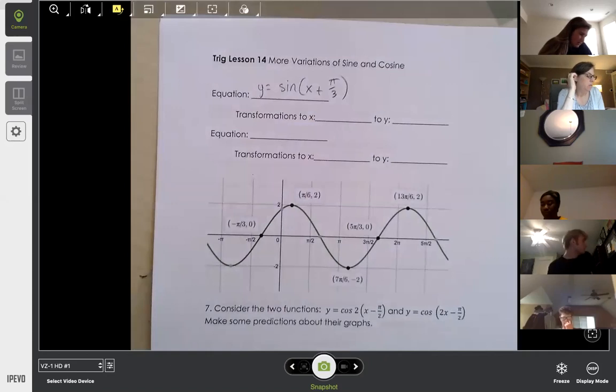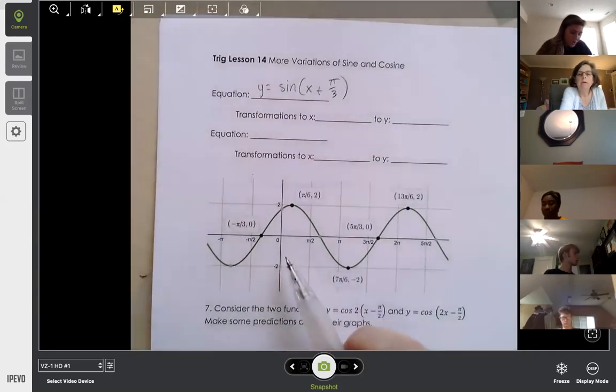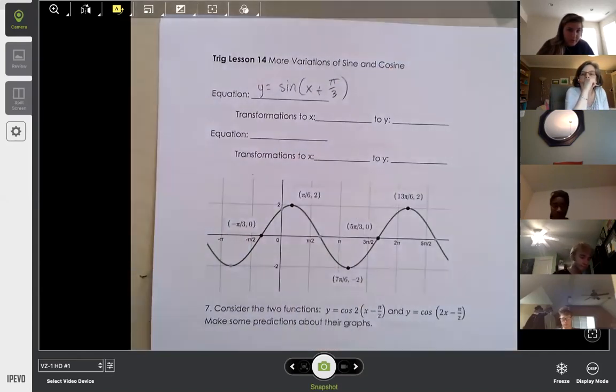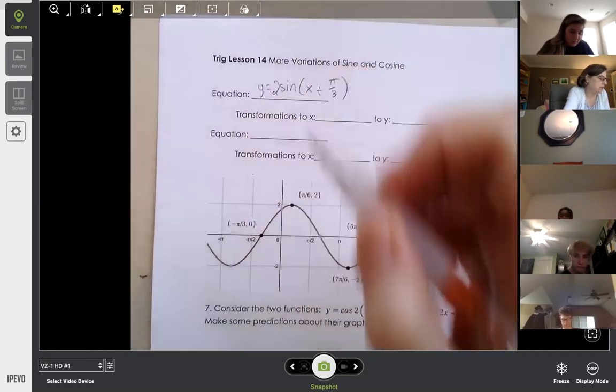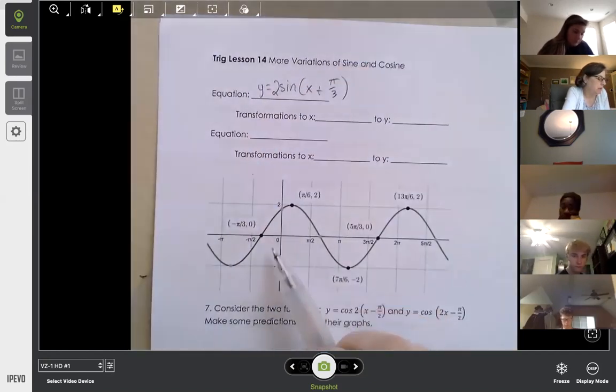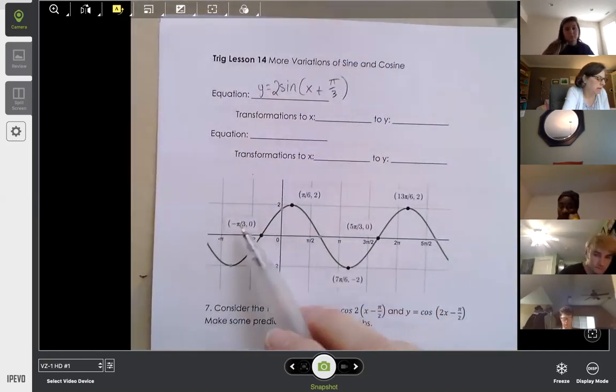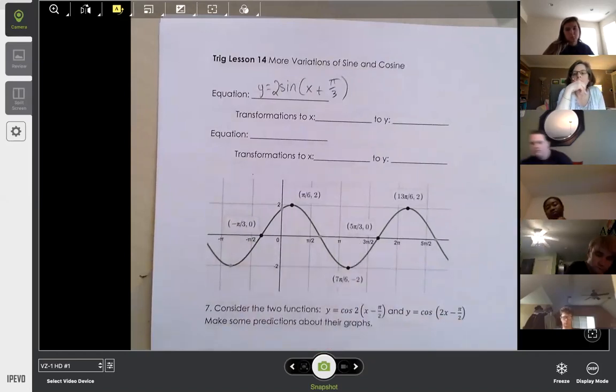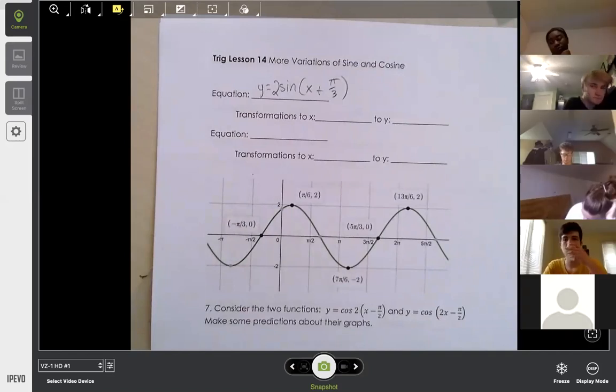Okay. What's the amplitude, though, of this graph? It's 2. So where does the 2 go? In front of the sine, exactly. Is the period still 2 pi? From negative pi over 3 to 5/3 pi, is that 2 pi? Yeah. Okay. People okay with that?